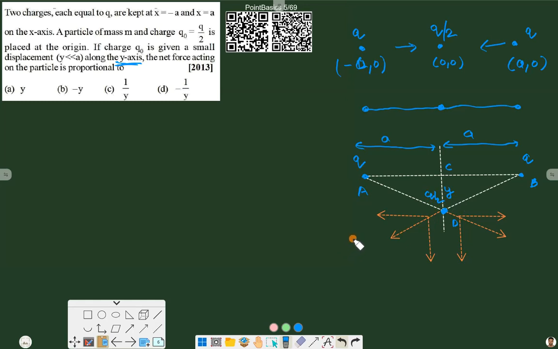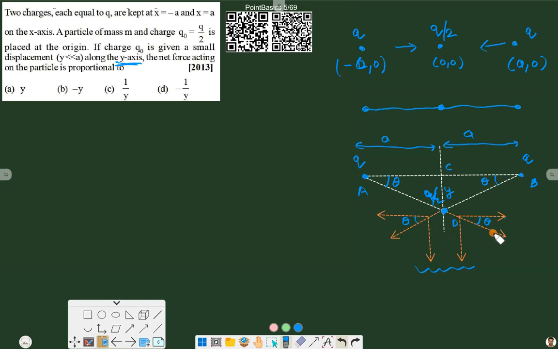So now coming to the angles. Suppose we take this angle as theta. If this angle is theta, this angle will also be theta, because both of these triangles are similar, so this will be theta also and this will be theta also. So these two horizontal components are equal and in opposite directions, so they will cancel each other and we will be left only with these two components, and they both will be added to give us the final value of the force, or restoring force, acting on this particle with charge q by 2.